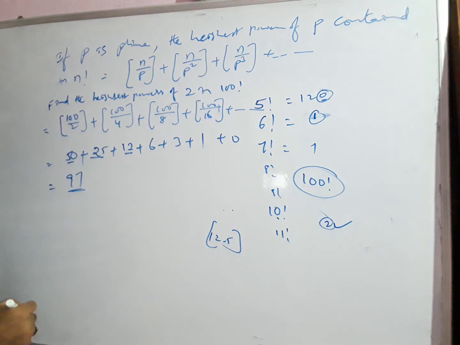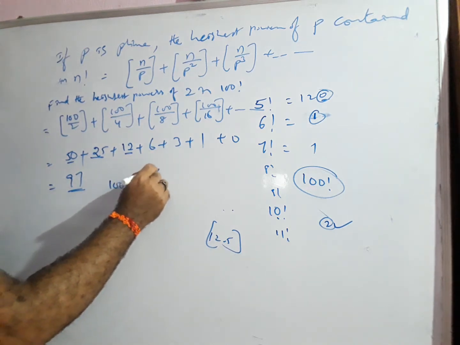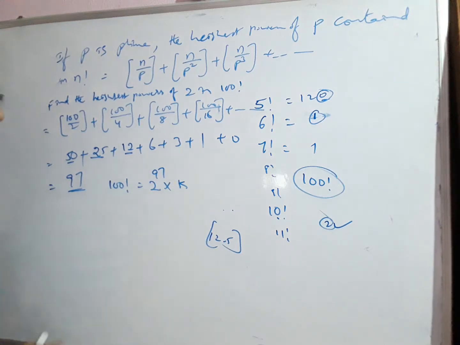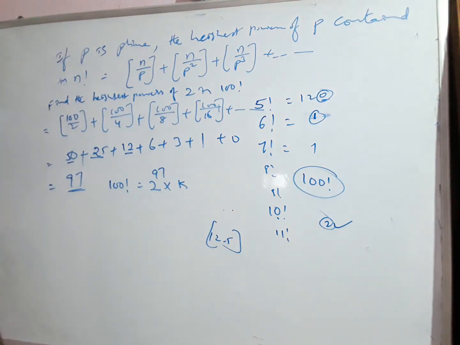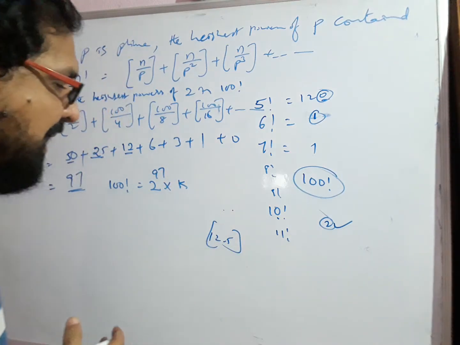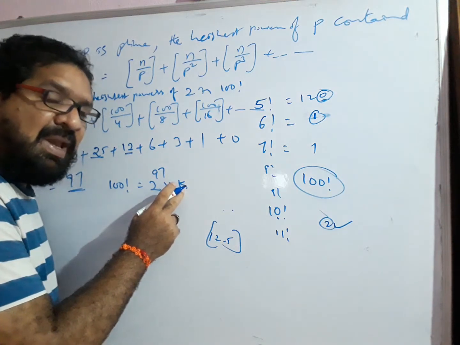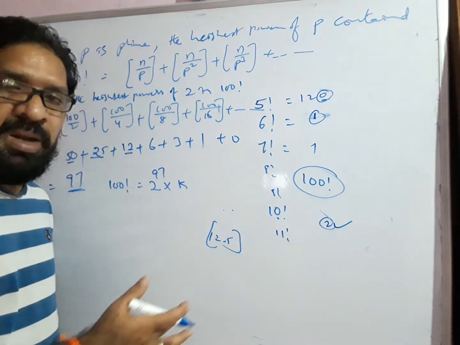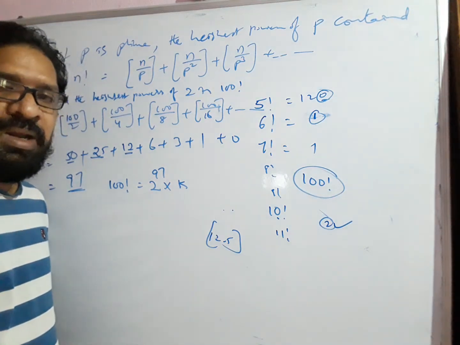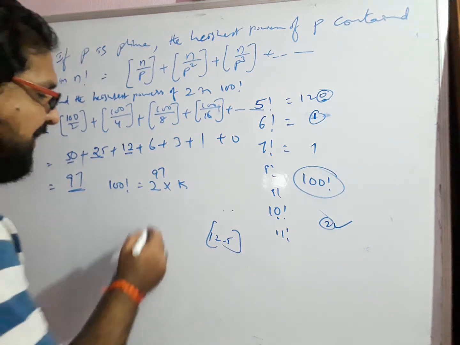So therefore 100 factorial can be written as 2 power 97 into k. Here k is an odd number, because in this no 2 will be left. All the 2's we calculate together will be 2 power 97, and the remaining amount is k. In k there are no 2's at all, so it is an odd number. So 100 factorial can be written as 2 power 97 into k.